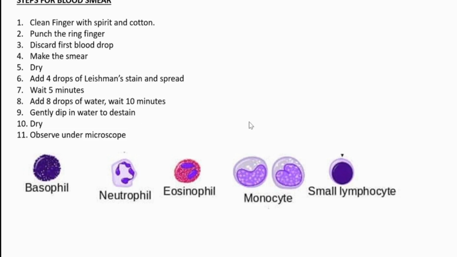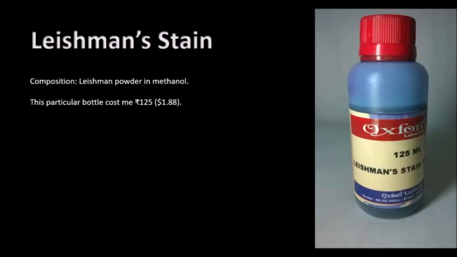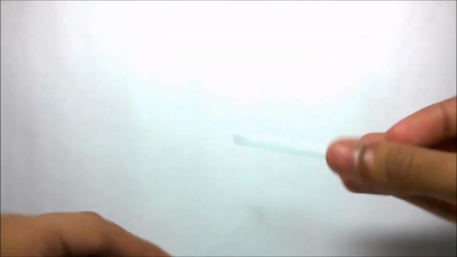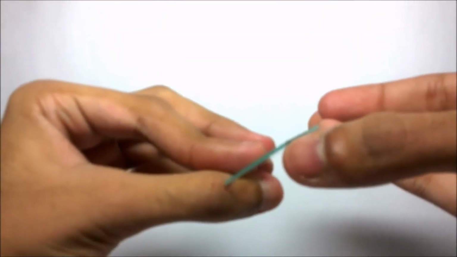That's about the blood smear. Then I am going to show you that video. We are using Leishman stain, but you can use any other stain like Wright stain. First, we take 2 clean slides. The slide with which we smear should have smooth edges, like this one.